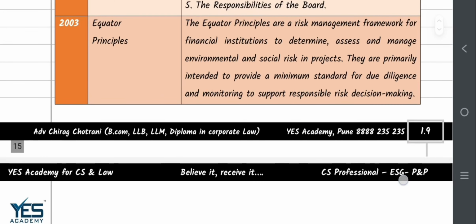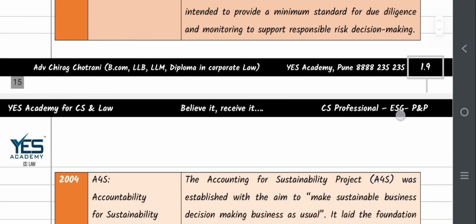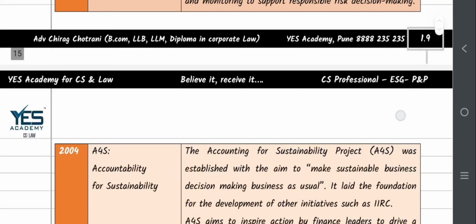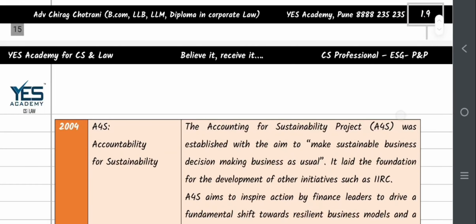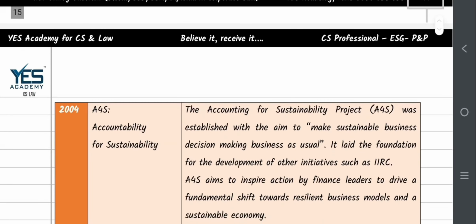And next, board meetings. Next, business and community obligation, that is not required. Audit committee and risk management committee. Evolution of corporate governance.